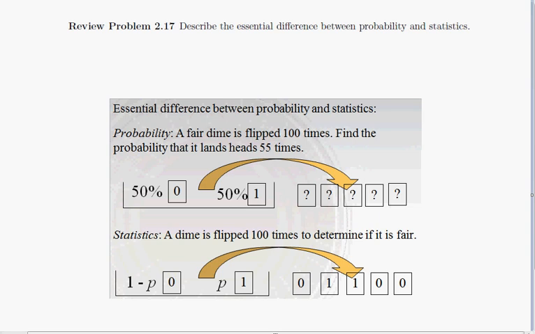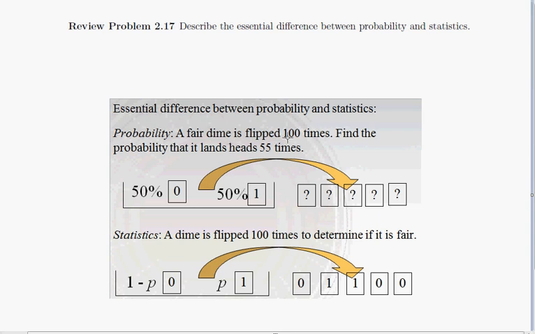I put this last problem as a conceptual problem to simply describe the essential difference between probability and statistics. We discussed this in class, and the slide is actually on the screen right now. The essential difference is the difference between what's known and what's unknown. For example, for a typical question in probability, what's known are the chances.